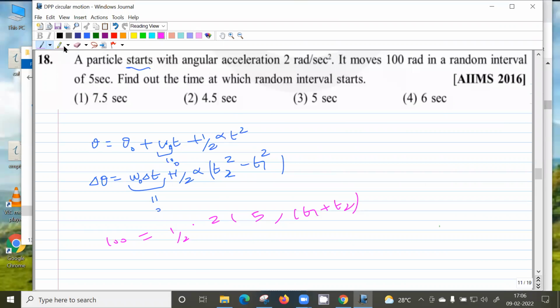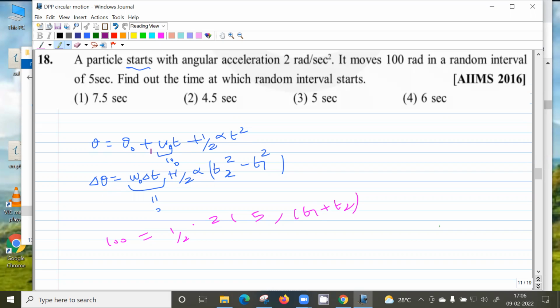Okay, I'll just explain what I did here. See, theta equals theta naught plus omega naught t plus half alpha t square. And omega naught is 0 because the particle starts from rest. Starts with the angular acceleration of 2 rad/s square. It moves 100 radians in a random interval of 5 seconds. And I can write this for two instants. Theta 1 equals this thing plus half alpha t1 square. And similarly, theta 2 equals this thing plus half alpha t2 square. So delta theta is theta 2 minus theta 1.